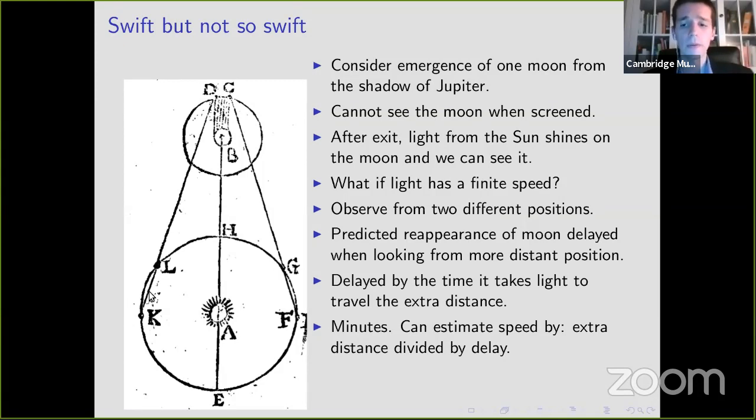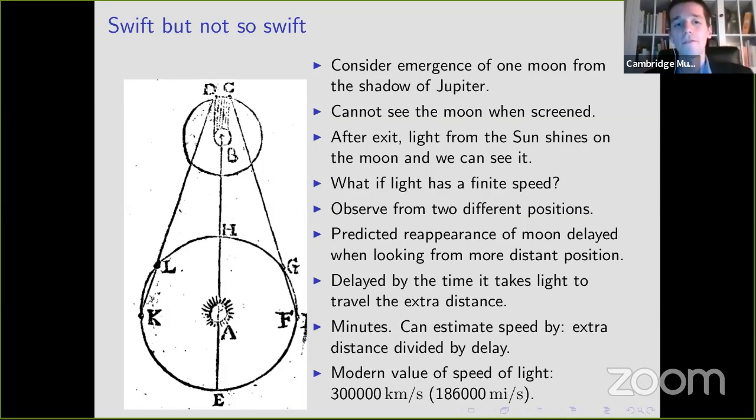And we can estimate this speed by taking the extra distance and dividing it by the delay we find in the reappearance of the moon, of one of Jupiter's moons. And this Rømer did, and he did it successfully. However, he did not get a very precise value for the speed of light. But he did establish that it had a speed which was very important, and whose importance we can now fully appreciate. The modern value of the speed of light is about 300,000 kilometers per second, which is also 186,000 miles per second.